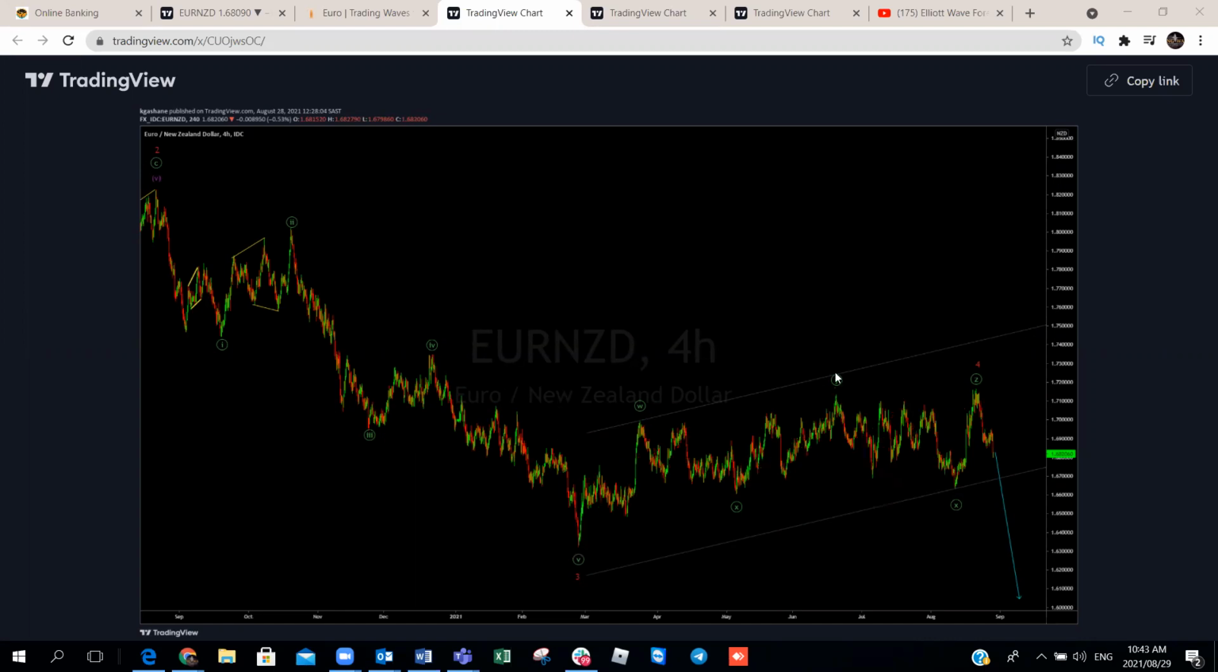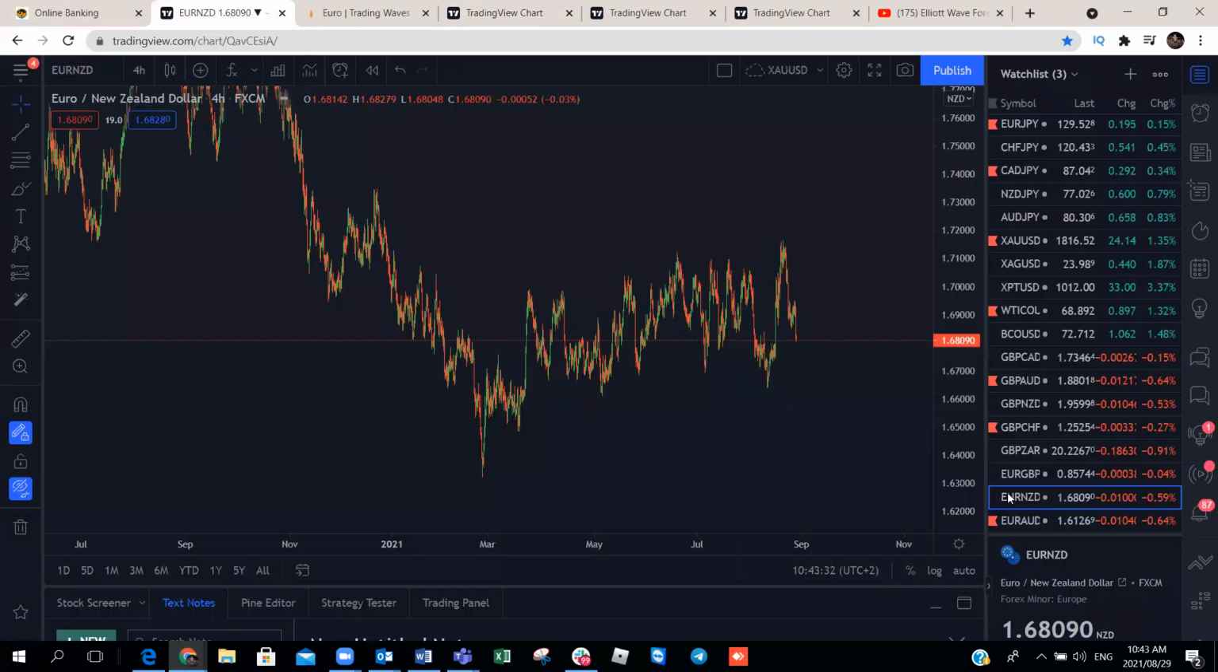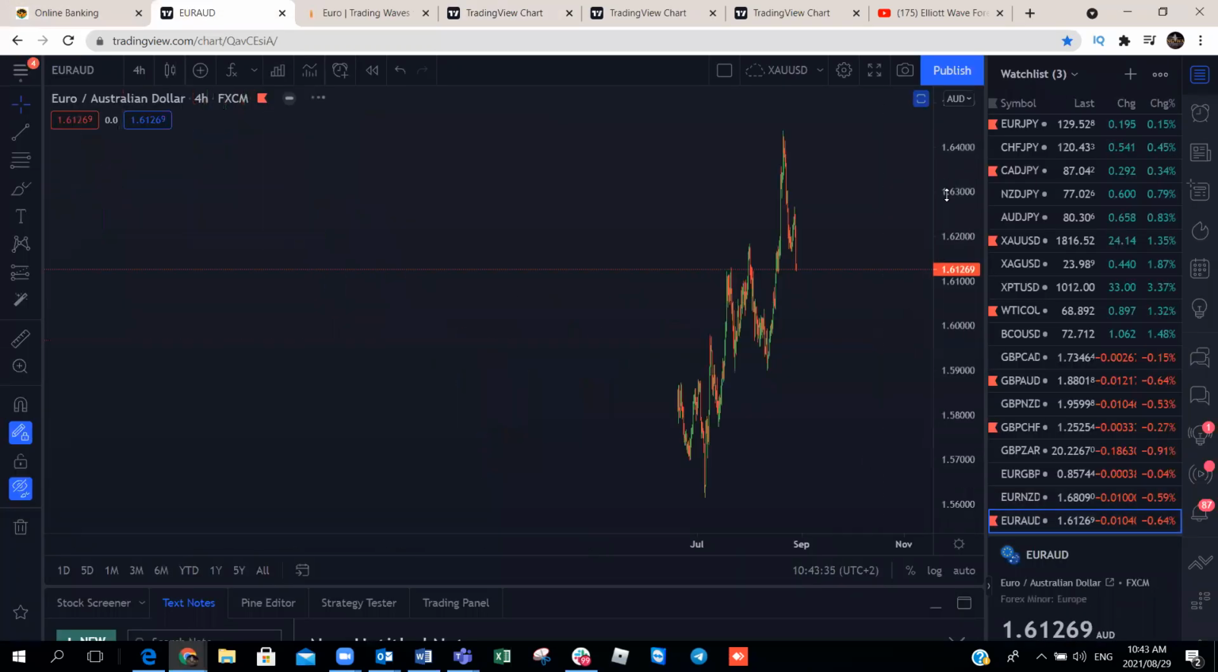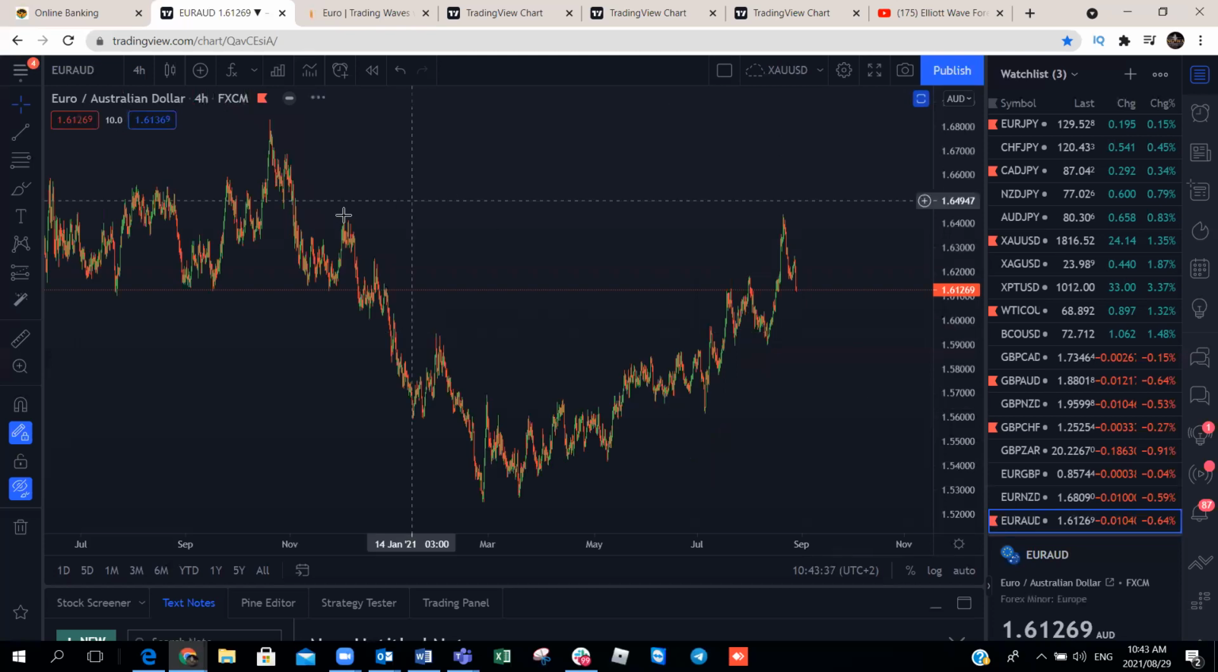Right, so this is what we're looking at now. We're looking for continuation to the downside. We've already got an impulse. Look for pullbacks and continuation to the downside. Right, so that is Euro New Zealand, EURAUD. You already saw this one during trade recaps. We focused at the top. So we've got this move here, from here, up here. We are reversing. Look for pullbacks and continuation to the downside.